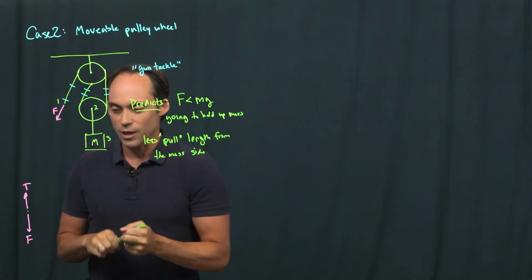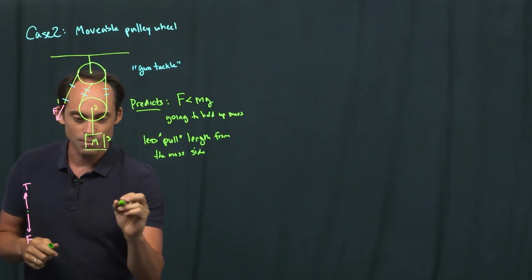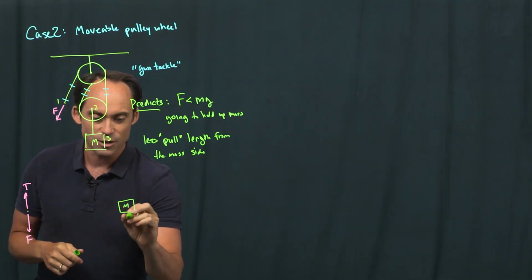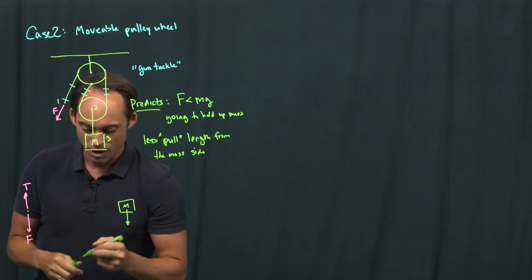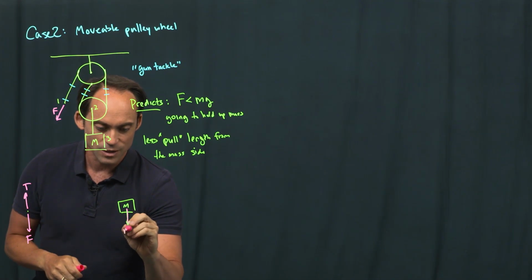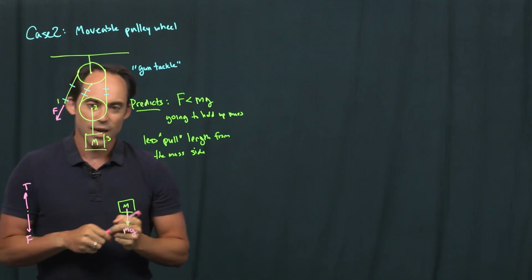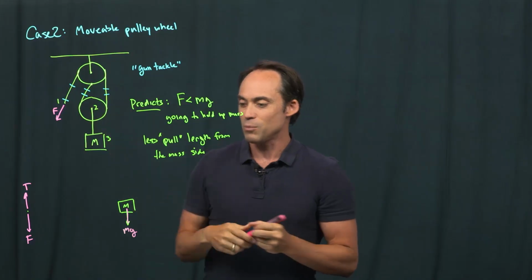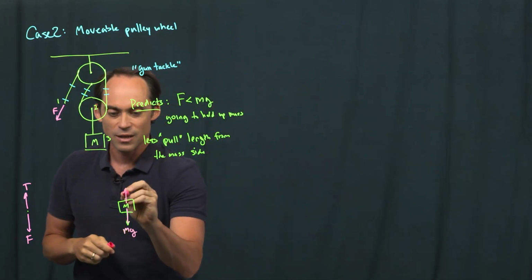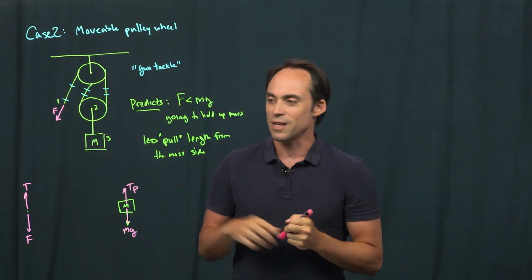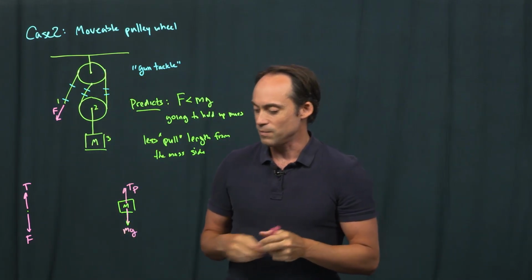Looking at the pulley wheel, actually, let's take a look at the mass first. So we're going to draw that over here. That hasn't changed very much either. We have our weight pulling this down, mg. And now we have a different connector between the mass and the second pulley wheel. So I'm actually going to call that TP, for the tension in the wire that's connecting the mass to the second pulley wheel.